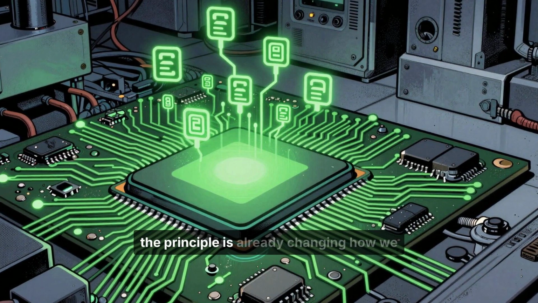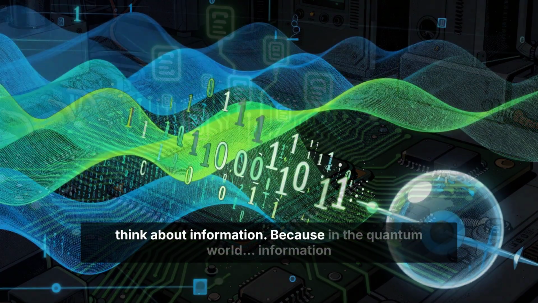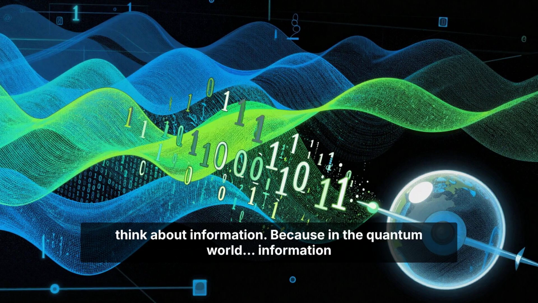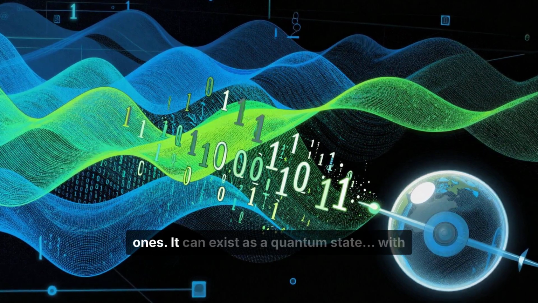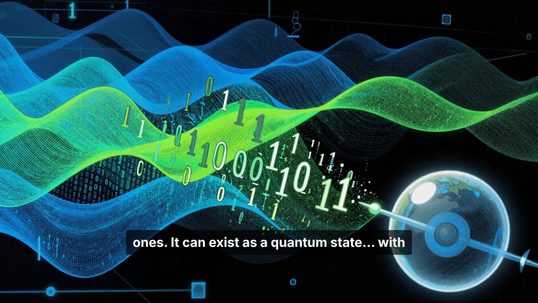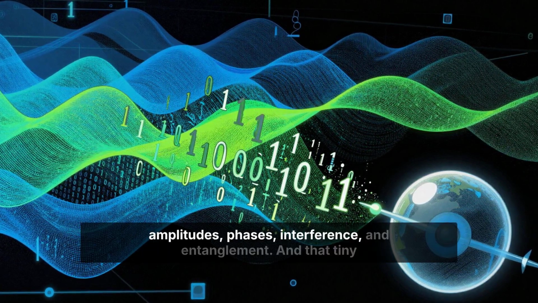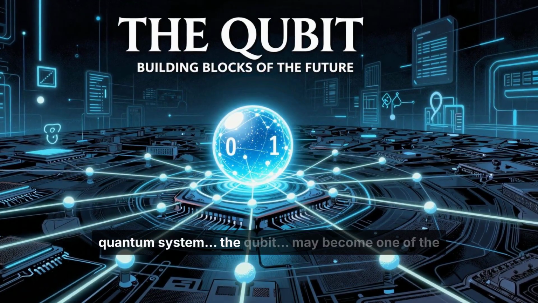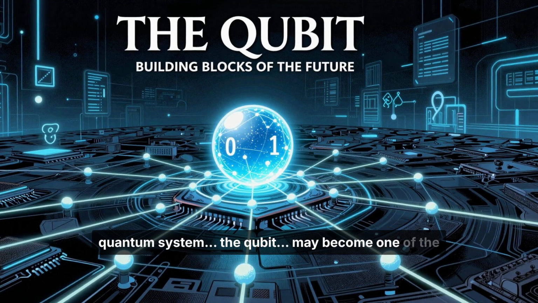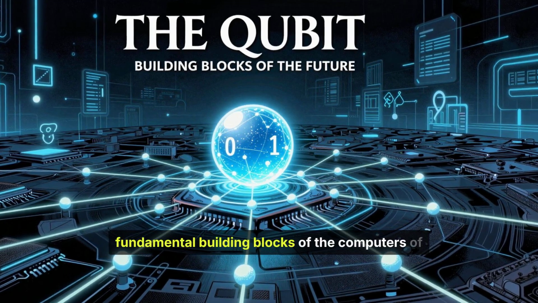But the principle is already changing how we think about information. Because in the quantum world, information isn't merely something stored in zeros and ones. It can exist as a quantum state, with amplitudes, phases, interference, and entanglement. And that tiny quantum system, the qubit, may become one of the fundamental building blocks of the computers of the future.